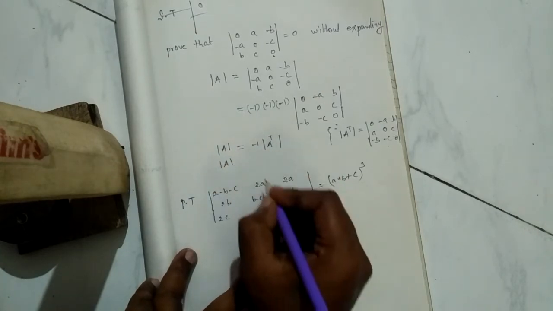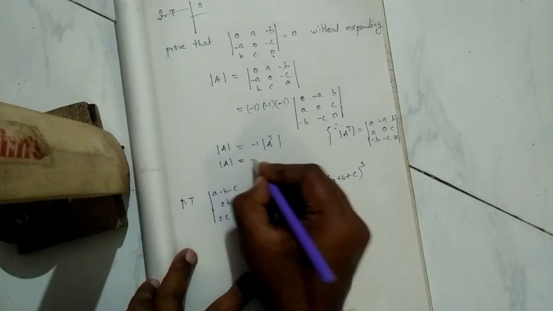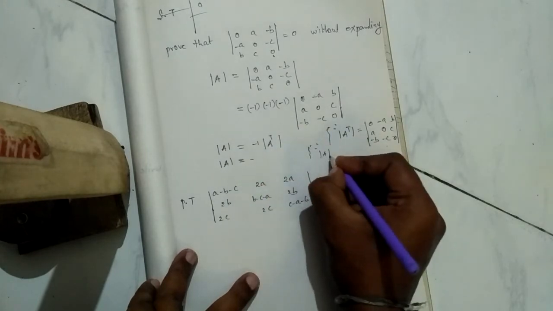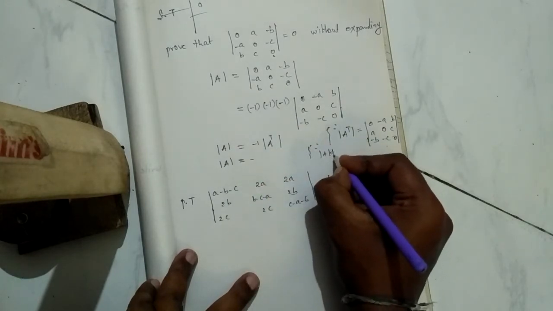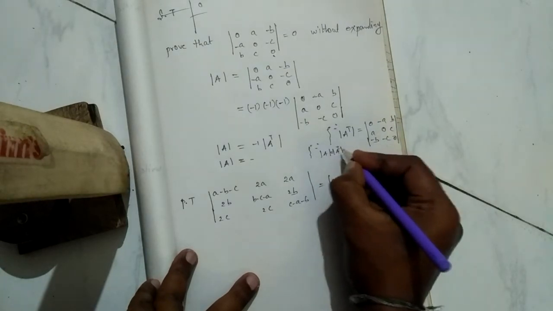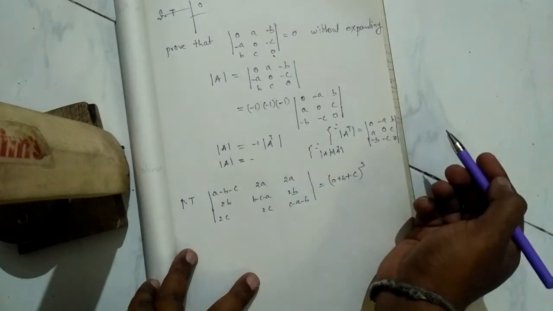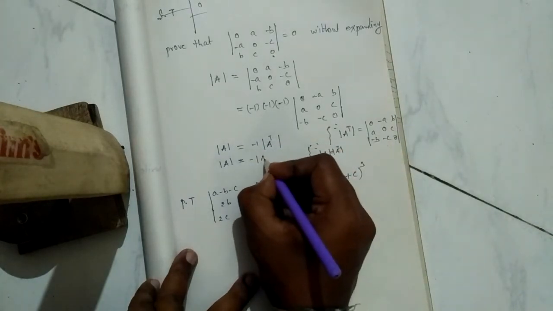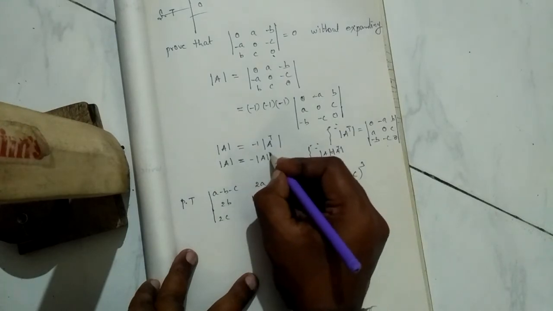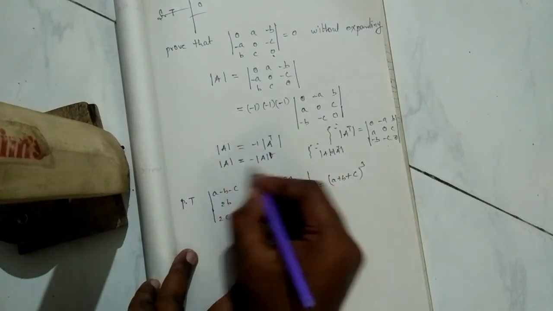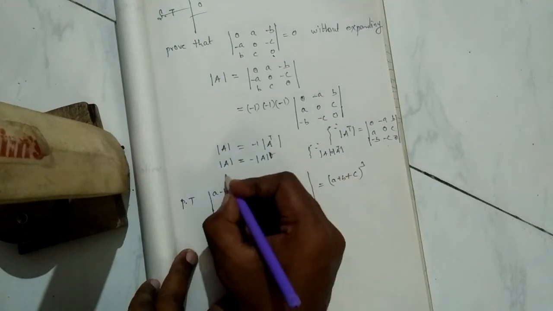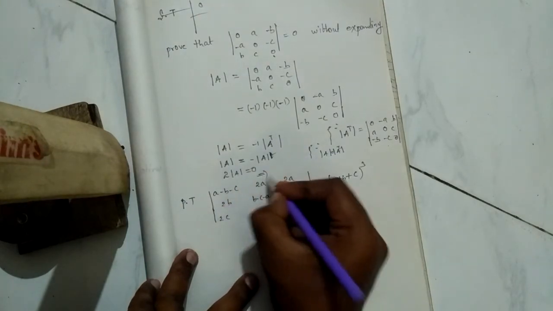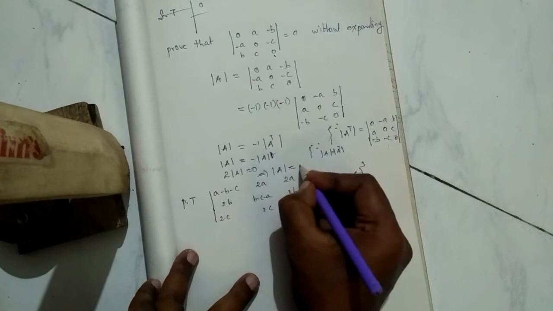So determinant of A is equal to minus, right? And one more property you know: determinant of A and determinant of A transpose, both are equal. So this is also determinant of A, correct? So you can write this: determinant of A is equal to minus determinant of A. Bring it to this side: 2 times determinant of A equal to 0, which means determinant of A equal to 0.